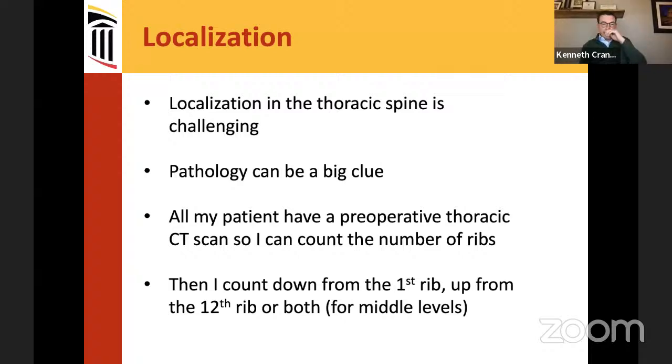Localization, this is the last thing that I'll say, and then we're going to start talking about cases. So localization in the thoracic spine is challenging. Obviously, if you have a fracture or some sort of pathology that you can see on the fluoro image, that's very helpful. Also, if the patient is very kyphotic, the apex of their kyphosis can also be very helpful.